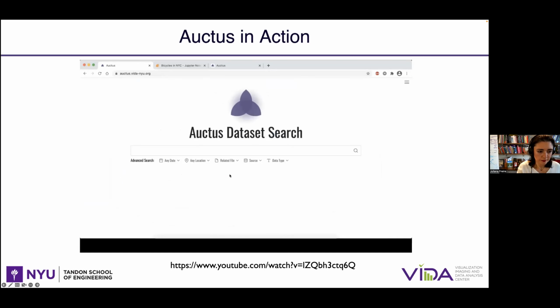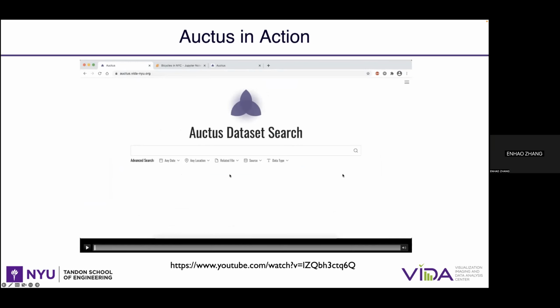Okay. Auctus is a search engine, like Google. All right, so I guess it gives you an idea. It doesn't want to leave.